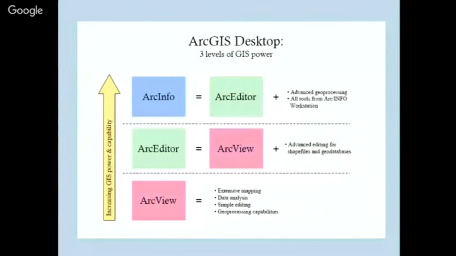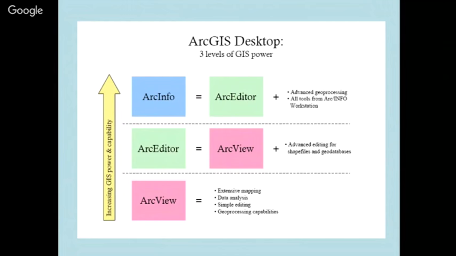There are basically three ArcGIS Desktop license levels present right now. First is ArcView, second is ArcEditor, and third is ArcInfo. The terminologies for these three have now been changed. ArcView has been renamed ArcGIS Basic, ArcEditor is now called ArcGIS Standard, and ArcInfo is now ArcGIS Advanced.